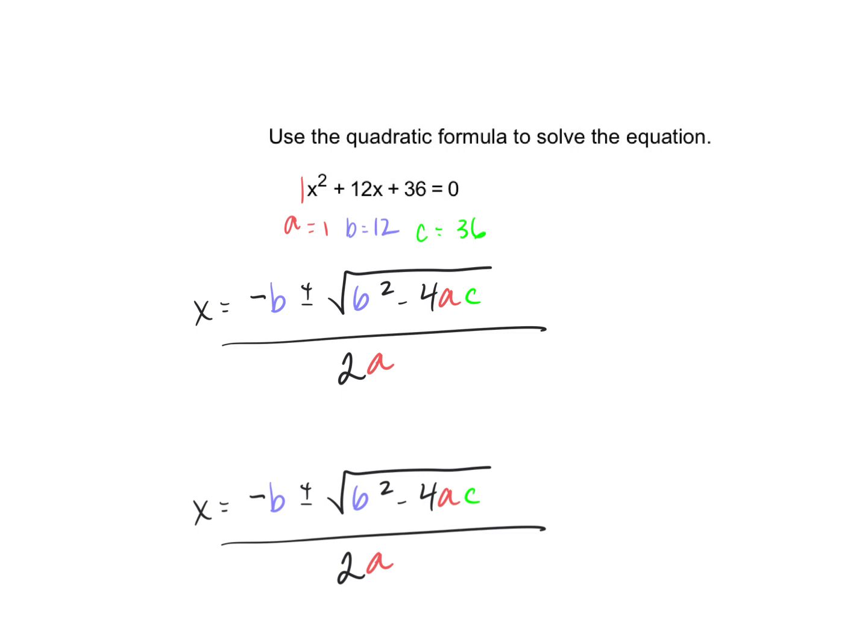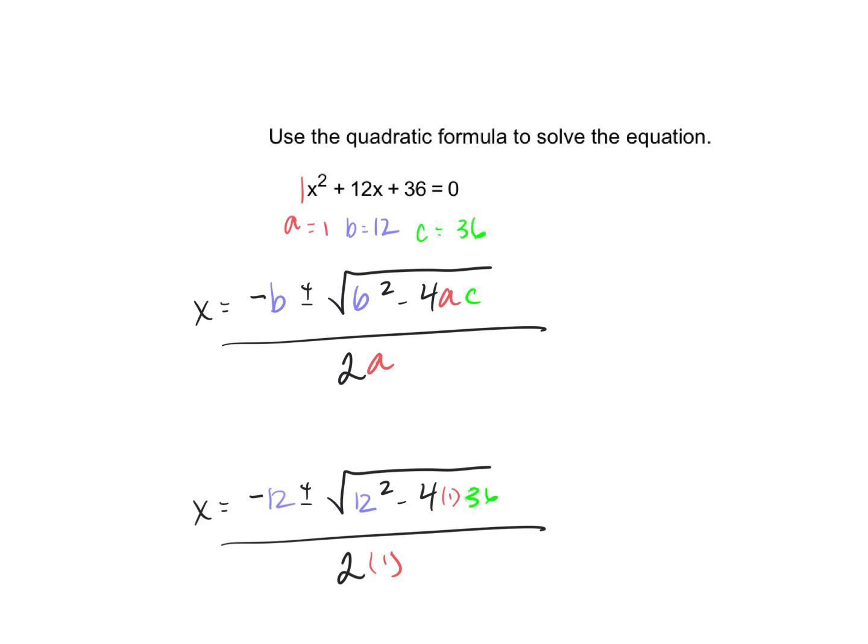So I'm going to take out this negative b and this b, and in its place I'm going to put what b equals, which is 12. And then for the a, I'm going to take out every place that I see an a, which is right here and right here, and I'm going to put what a equals, which is 1. And any place I see a c, like right here, I'm going to replace it with what c equals, which is 36. Then I should be able to type that whole thing into my calculator and it should tell me an answer.